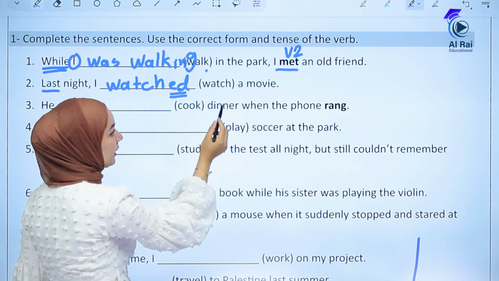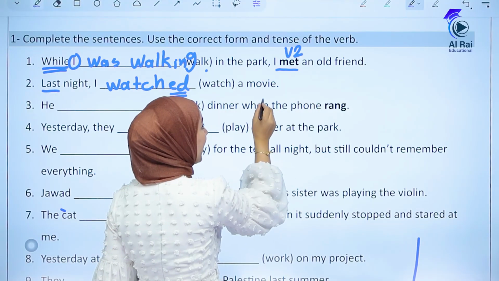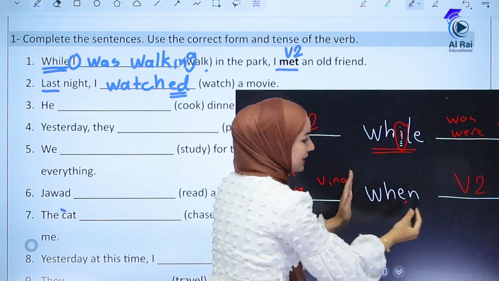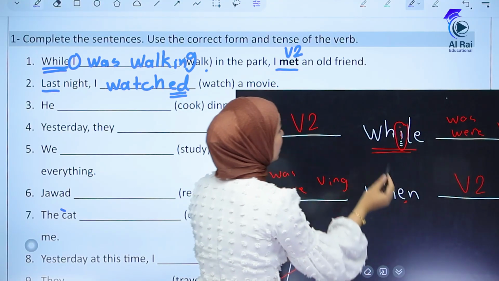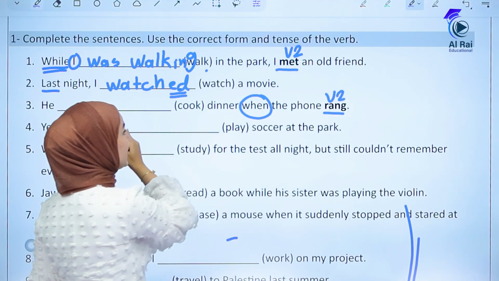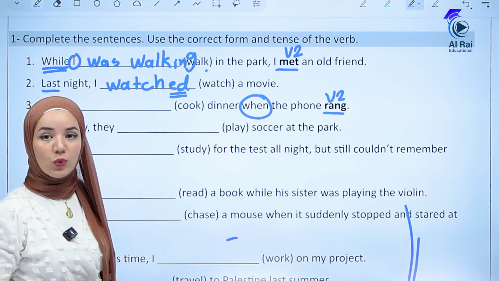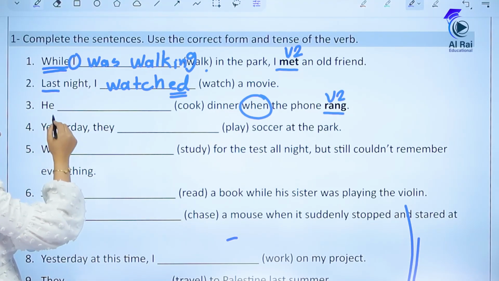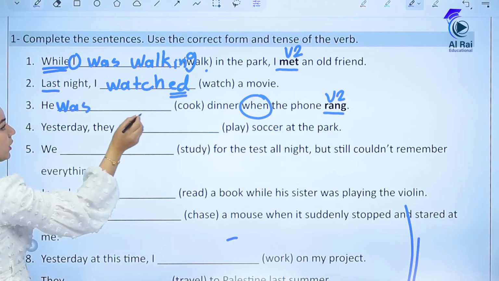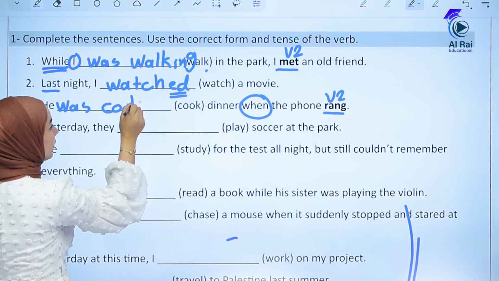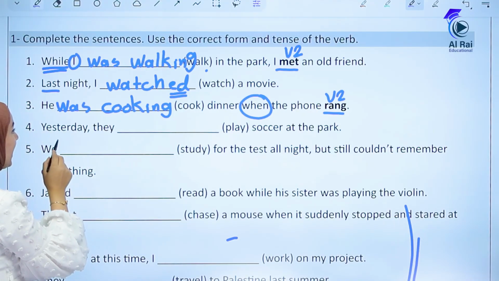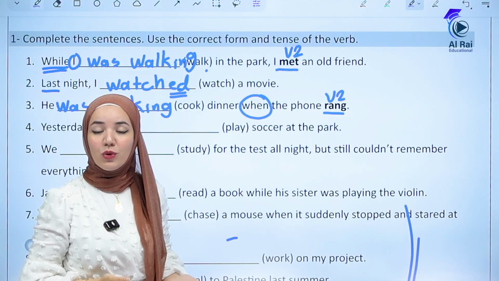He cooked dinner. When the phone rang, I had the keyword when. Look, when section is verb two. So here when and I have verb two. So the second section, it has to be was, were, verb ing. He, it's singular, so was or were, of course was. So he was cooking. Good. Let's move to question number 4. Yesterday. So yesterday, it's a keyword for past simple.